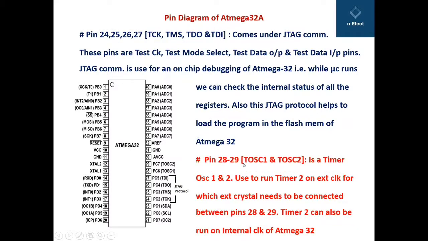Pin number 28 and 29, which are TOSC1 and TOSC2, are the timer oscillator 1 and 2 pins. They are used to run timer 2 on an external clock, for which an external crystal needs to be connected between pins 28 and 29. Timer 2 can also be run on the internal clock of the ATmega32.